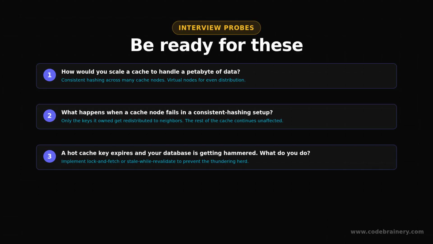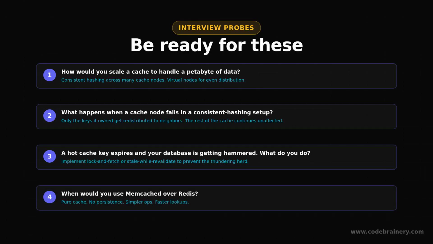Probe 3. A hot cache key expires and your database is getting hammered. What do you do? Answer. Implement lock and fetch or stale-while-revalidate to prevent the thundering herd. Probe 4. When would you use Memcached over Redis? Answer. When you need a pure cache. No persistence. Simpler operations. Faster lookups.